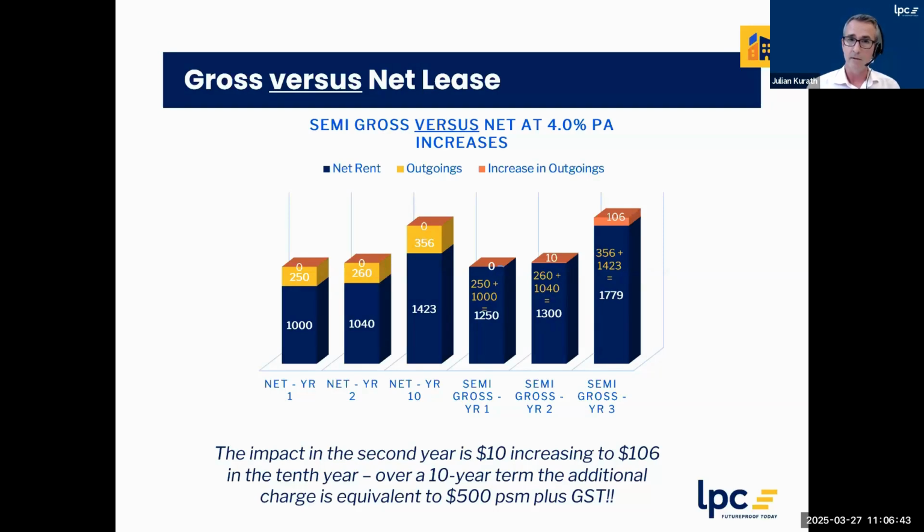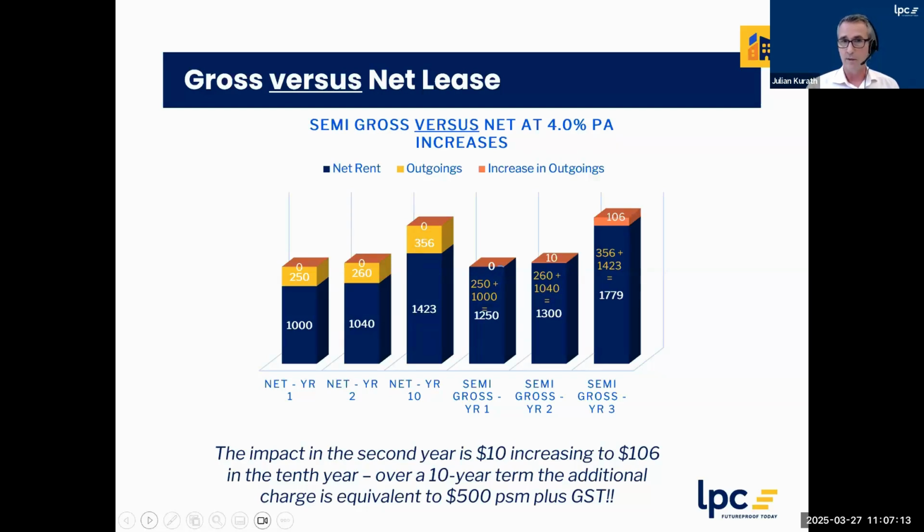The reason it is considered to be a double up is because the grossed up rental already has an outgoings component built into it that is increasing in line with the reviews of 4%, and therefore the double up to the landlord. The impact, and I know it's a little bit confusing, but the impact over a 10-year term, assuming these assumptions, is about $500 per square meter. So it's quite a significant difference.